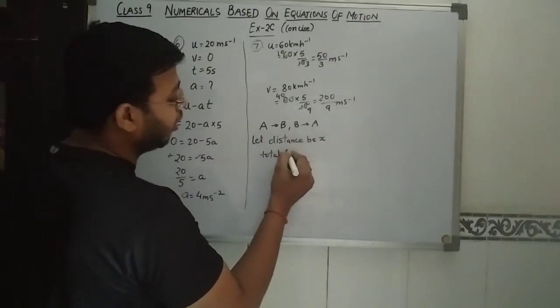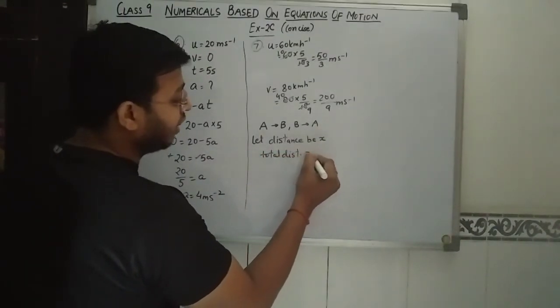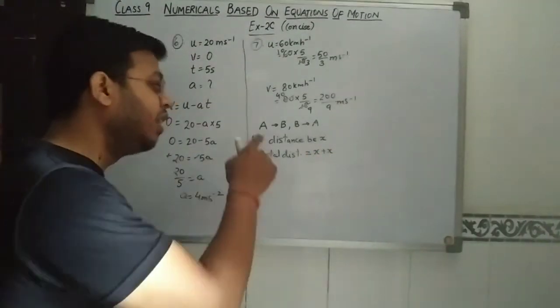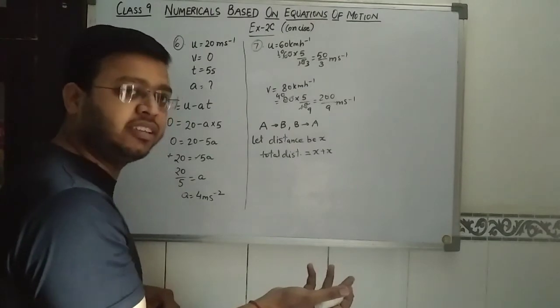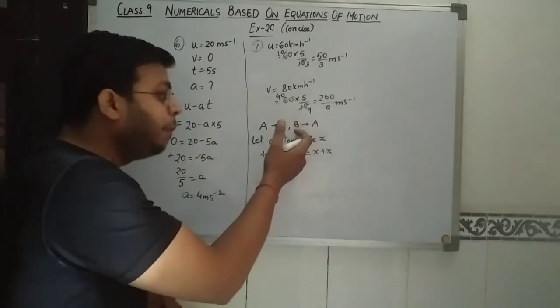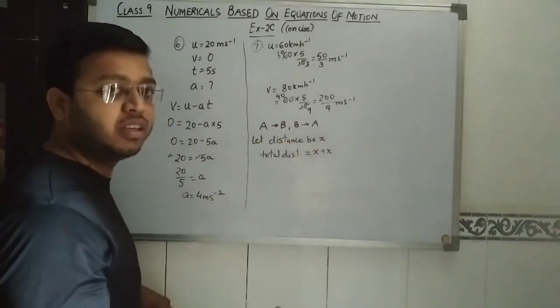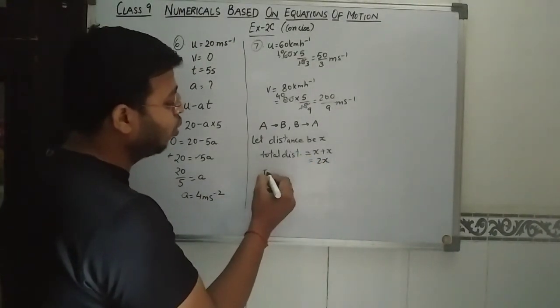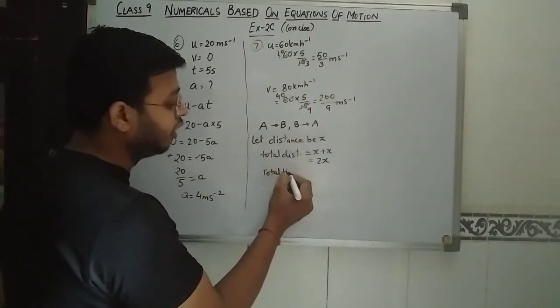So total distance covered by the train. So total distance will become x plus x. Why are we taking x plus x 2 times? Because A to B, obviously the distance is x, we have considered, and from B to A, the distance may be same. That is why. So x plus x will become 2x. So total time we have to find first.